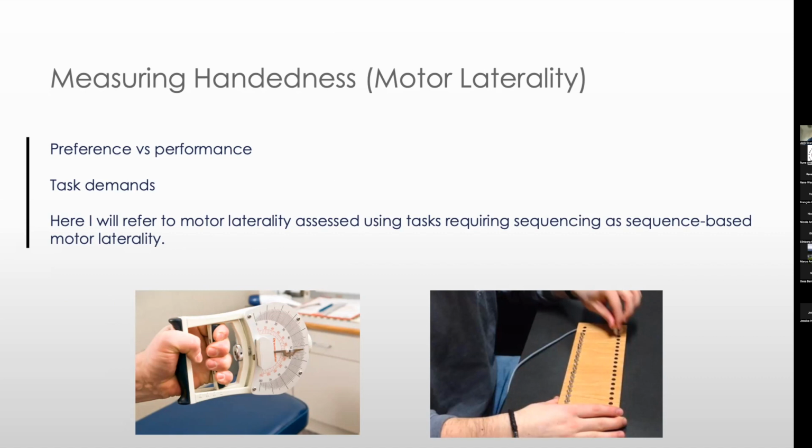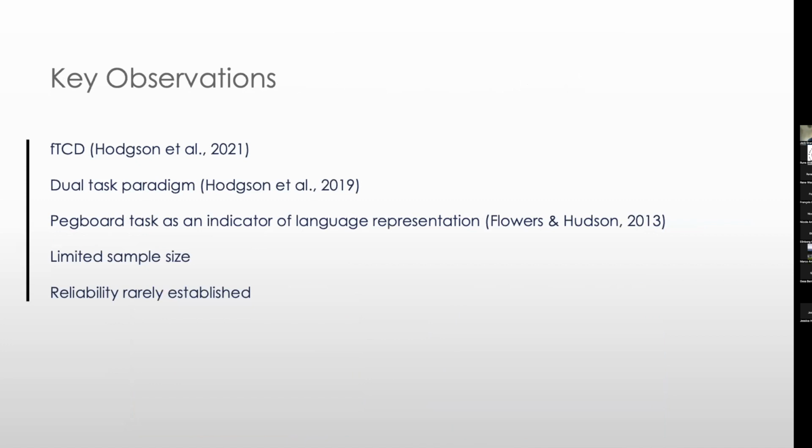And here I'm going to refer to motor laterality assessed using tasks that require sequencing, such as the pegboard task, as sequence-based motor laterality. And a link between sequence-based motor laterality and language laterality has been highlighted in some small non-clinical samples using both functional transcranial Doppler and also a dual task paradigm. Specifically in the dual task paradigm, it was found that a pegboard task interfered more with word generation compared to a control task, which involved less sequencing.